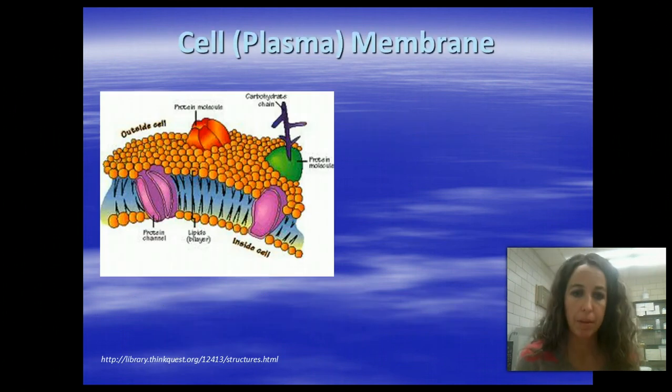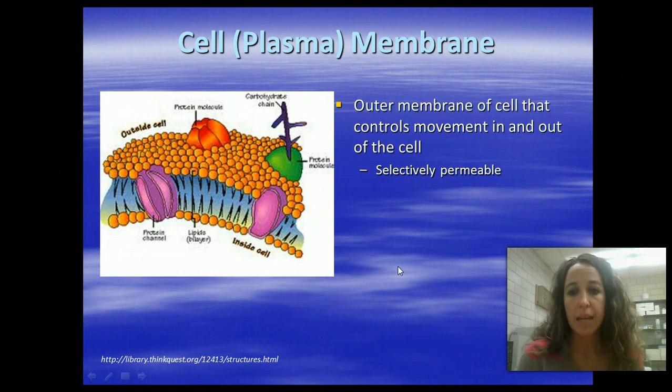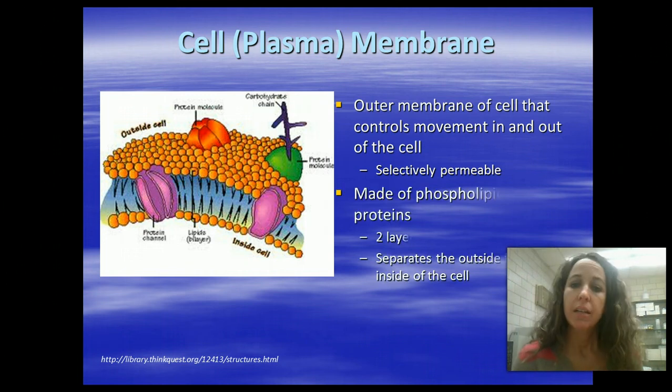All right, so let's start with the cell membrane. All living things have a cell membrane, so you should have a check mark in plant, animal, and bacteria. It's one of the common characteristics of all of them. It's the outer membrane of the cell that controls the movement in and out. So that's the function of the cell. So it's the outer membrane, controls movement of things in and out. Selectively permeable means that some things can get in and some things cannot.